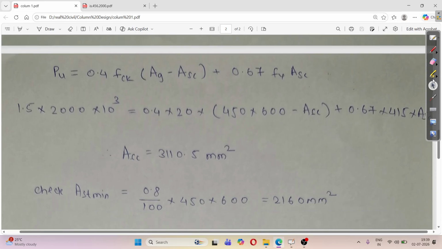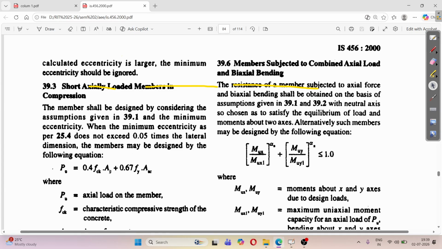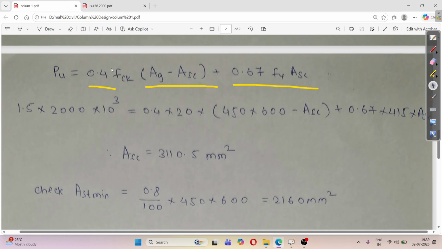So I have written this formula. Pu is equal to 0.4 fck (Ag minus Asc) plus 0.67 fy Asc. If you see in the code, here it is Ac. So area of concrete is nothing but gross area minus area of steel in the concrete. So we have just split up that quantity.